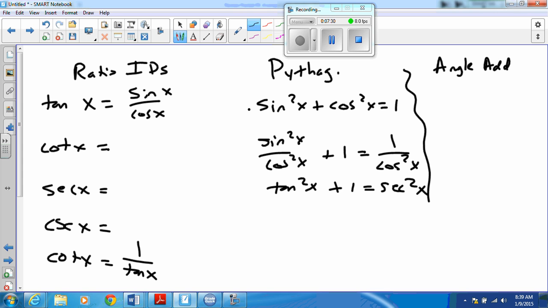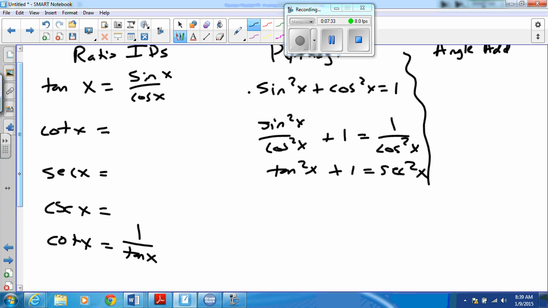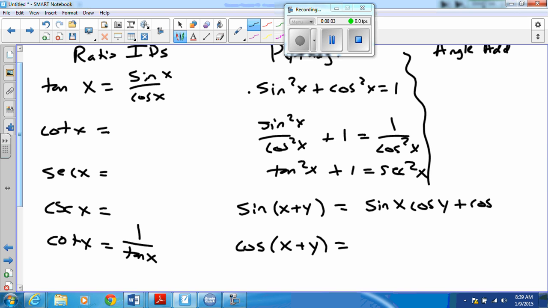The angle addition identities are the ones that people don't tend to remember, and that's unfortunate. Maybe I'll do a video next week for the proofs of these, so that you can remember them. But we're going to just take as a given that these guys operate like so, and like so.